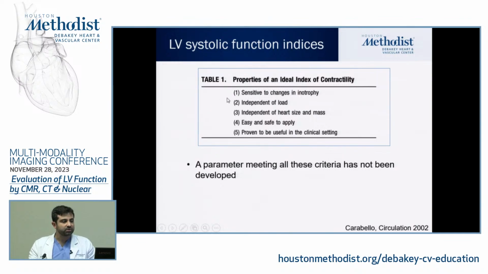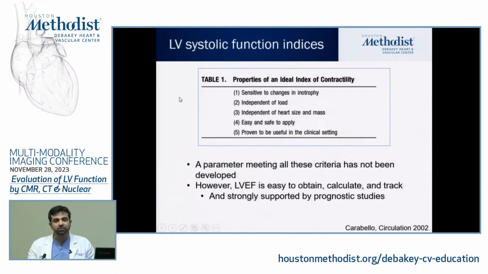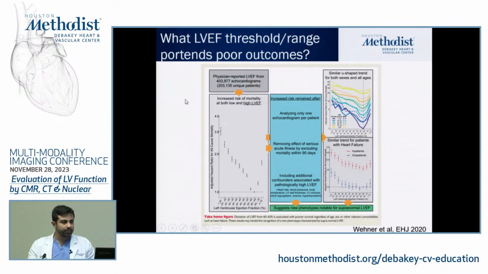You have to find a parameter that's sensitive to changes in inotrope. It has to be independent of load, independent of heart size. It has to be easy and safe and prognostically relevant. And we haven't really found a parameter that's as good as ejection fraction, despite all of its caveats. So we're still using that, but I want you to remember that.